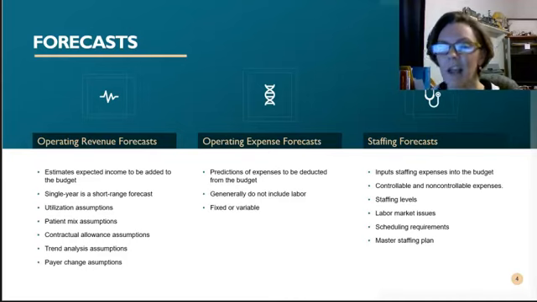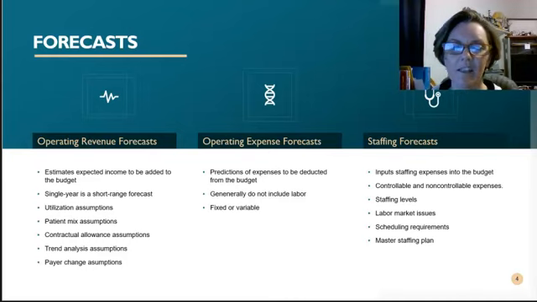Next, we will look at forecasts. Looking at forecasting, there are 3 general areas to focus on: revenue, expenses, and staffing needs. In my opinion, I think of the operating revenue as the heartbeat of the budget. Estimating how much income you have the ability to potentially earn and add to your budget for the coming year can be challenging, however, with the right data and tools, this can be done.